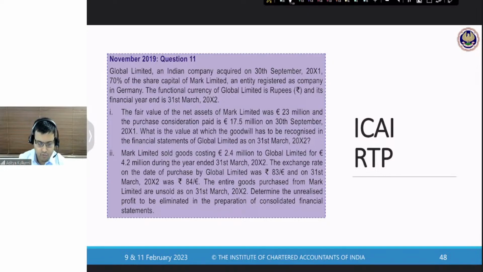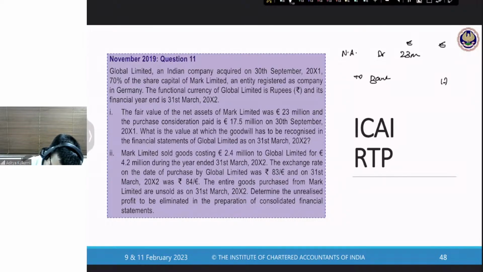Okay. So let us just quickly go through. Global Limited acquired on 30th September. Fair value of net assets was 23 million. So net assets account debit 23 million. This is obviously euros. To bank, this is your purchase consideration paid. What is the purchase consideration paid? Sir, it is 17.5 million.